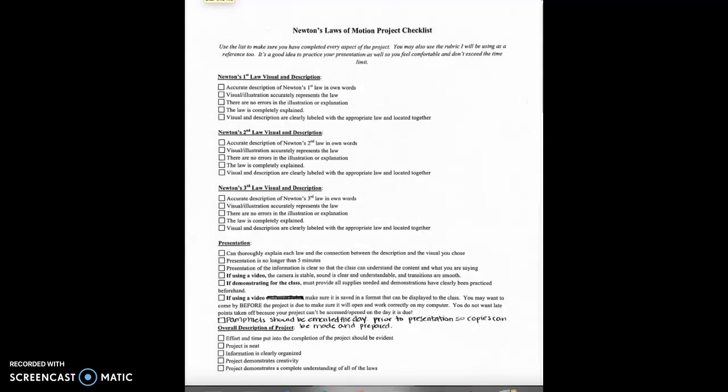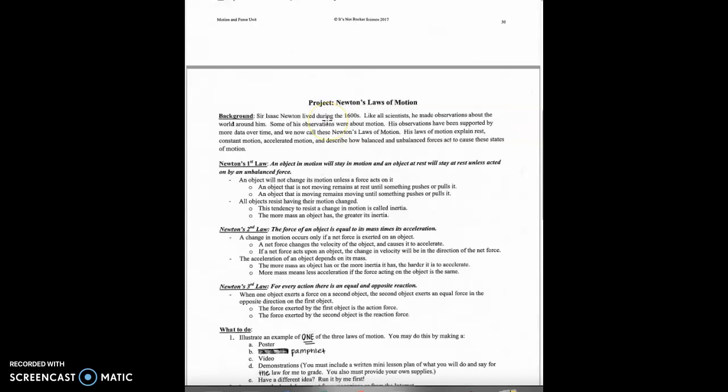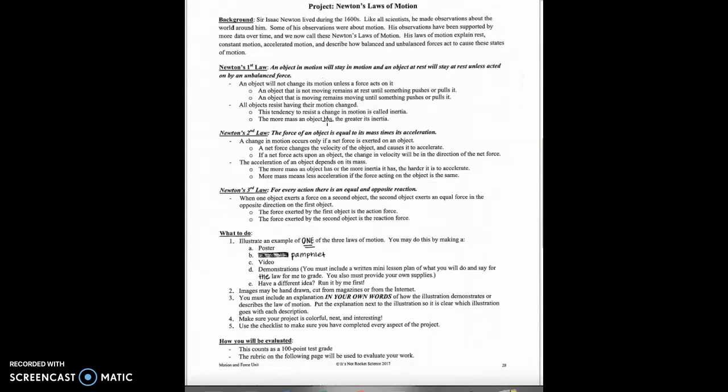This is going to be the description of the Newton's Law project. The first thing we're going to go over is Sir Isaac Newton lived in the 1600s. He, like all scientists, made observations about the world around him. Over time, his observations have collected data and most of them have been proven. And because of that, we now call them Newton's three laws of motion.